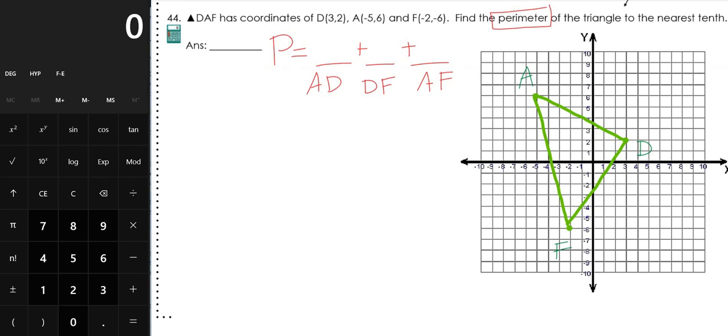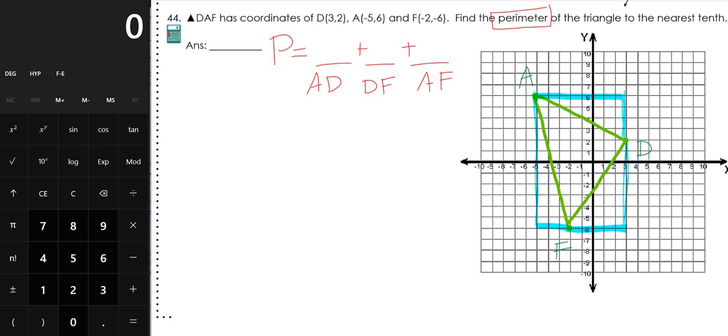So remember, to get perimeter on a graph, the best way to do it is to ignore the distance formula and go for Pythagorean theorem. So to get each side length here, I'm going to create a right triangle with each of the missing side lengths that I'm looking for. So this would be the triangle I would use to find AD. This is the triangle I would use to solve for DF. And then lastly, this is the right triangle I would use to solve for AF. Go ahead, count up all the different side lengths, and start doing your Pythagorean theorem.